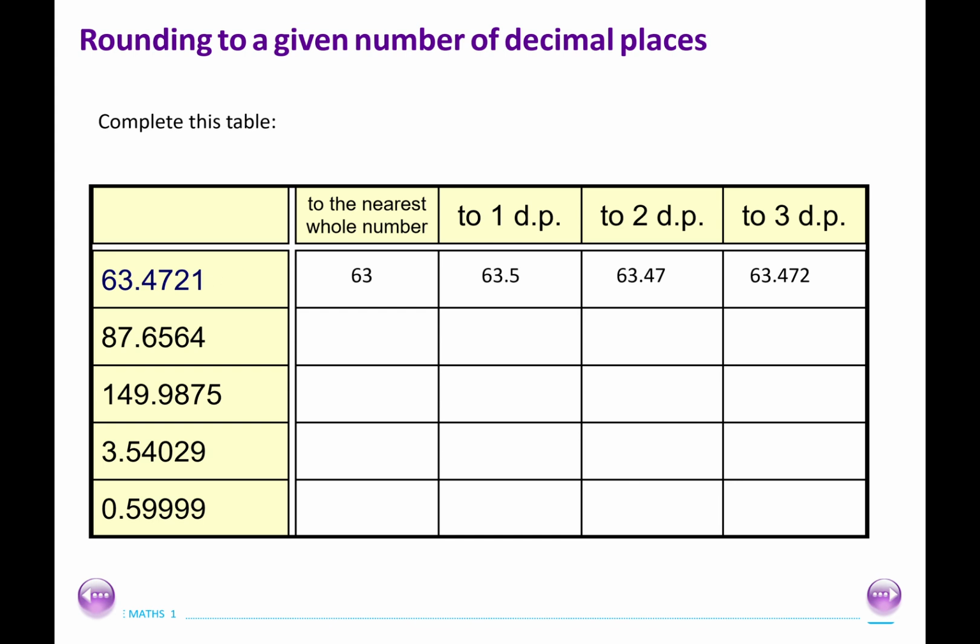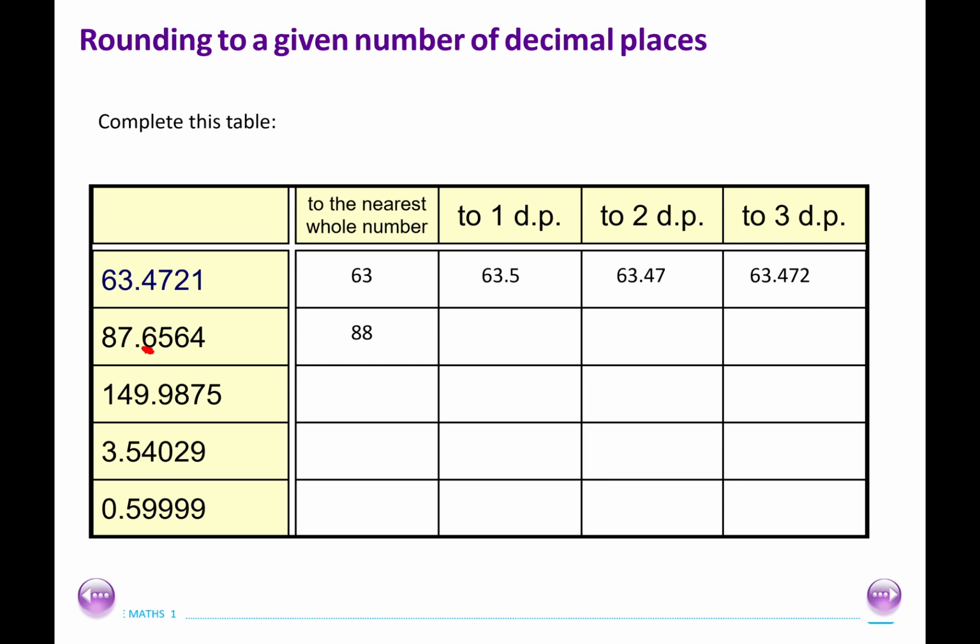Let's recap with one more example. We're given the number 87.6564. We're asked to round it to the nearest whole number. We look at the digit after the decimal point. In this case, it is greater than 5. Therefore, we round up. Our number is closer to 88.